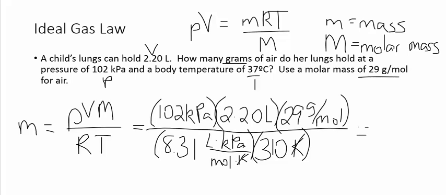Cancel your Kelvin, kilopascals, liters, and mole. So always go back and check, make sure you have it rearranged correctly. Everything should cancel except for the unit that you are looking for, in my case, grams. So from this variation of the ideal gas law, I get my mass as 2.53 grams.